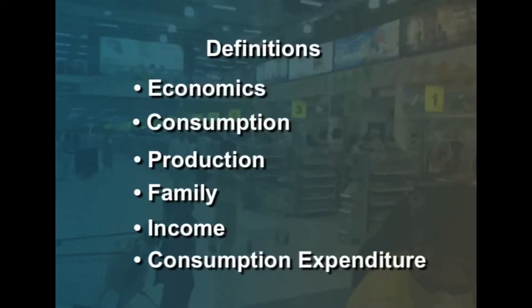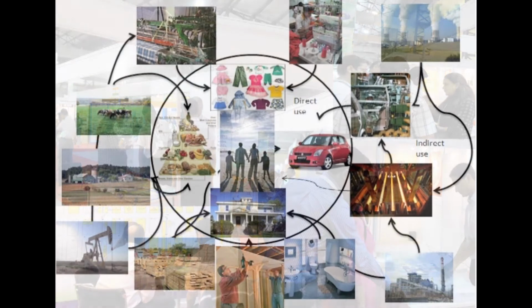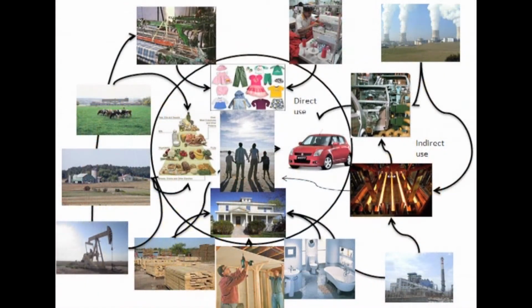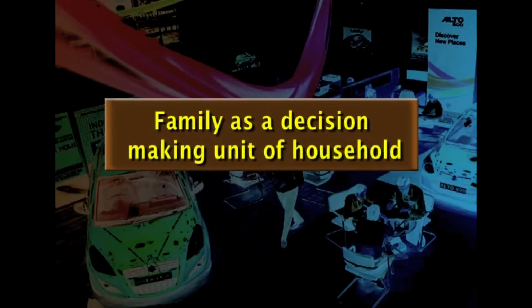Consumption expenditure. Expenses that are incurred in consumption as opposed to the expenses that are incurred in production of the goods or services. It is the purchase of goods and services for use by the households. Family as a decision-making unit of household.